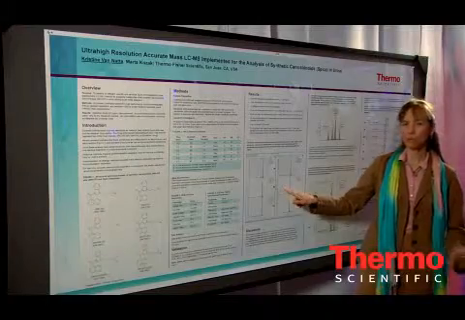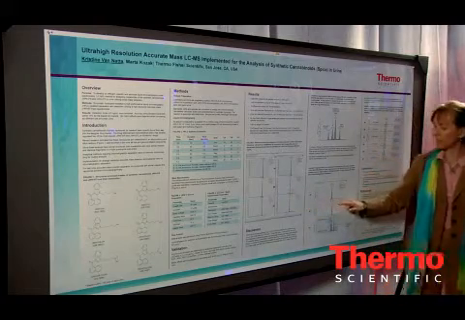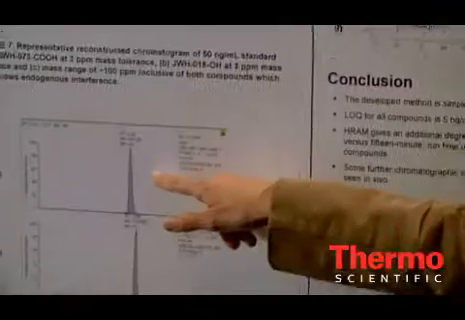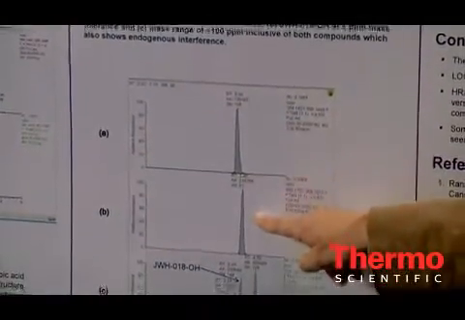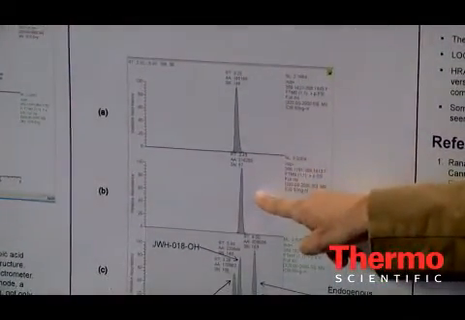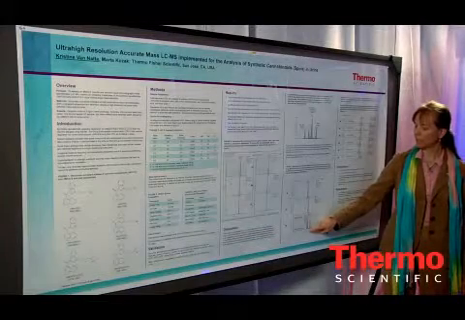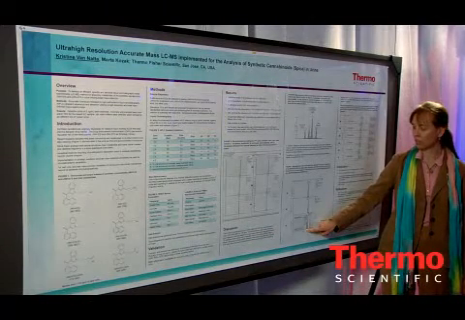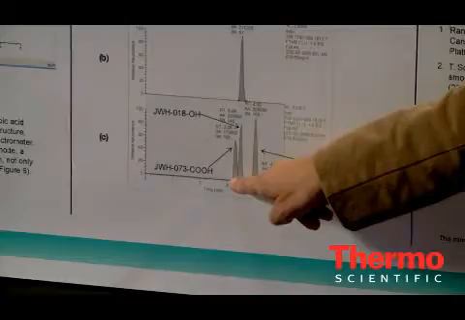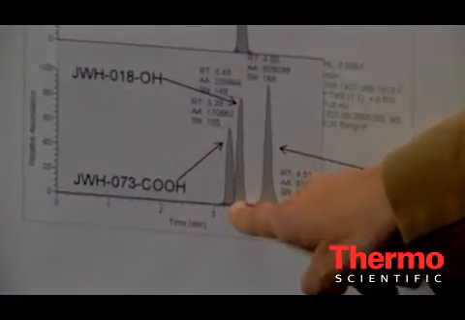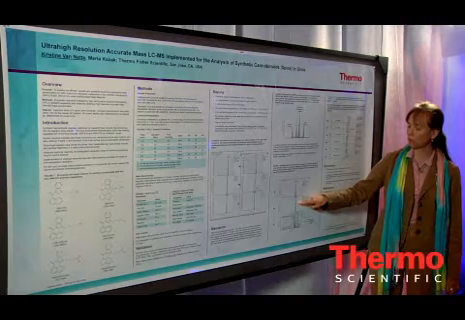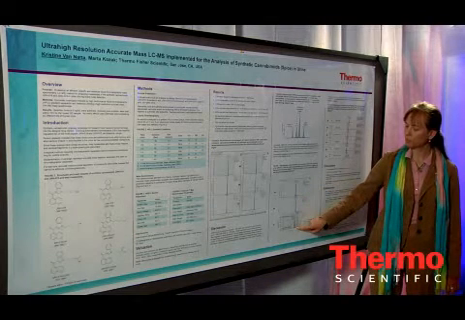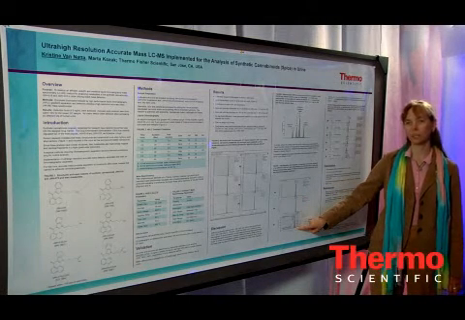To show this on a one-to-one basis, if you will, here is a blow-up window of 73 carboxy with a 3 ppm mass tolerance, the 18 carboxy with a 3 ppm mass tolerance, and a mass window with 100 ppm mass tolerance showing that the two compounds are not well resolved chromatographically, but with the smaller window are resolved by mass, and that also we are able to screen out an endogenous interfering peak.